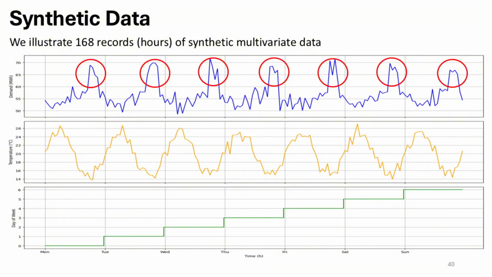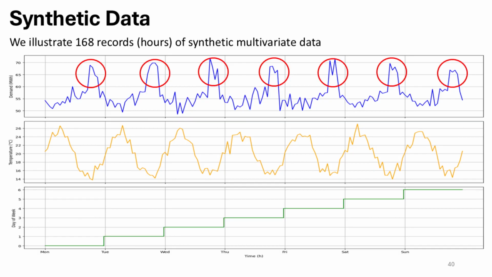The middle graph displays the temperature, in Celsius, over the same 7-day period. You can see a clear rhythmic oscillation, with temperatures swinging between roughly 14 degrees Celsius and 26 degrees Celsius. Notice how the peaks in temperature often precede or coincide with the peaks in demand. In our model, this correlation is a vital feature for the regression algorithm.